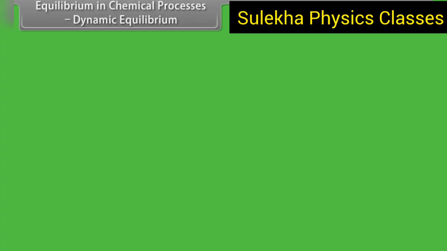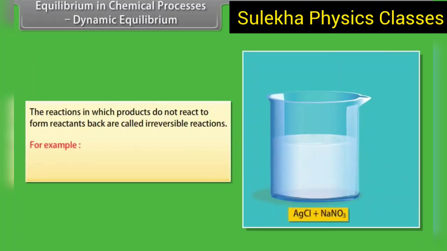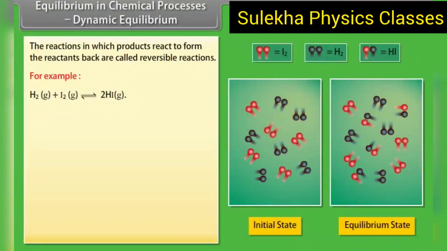Equilibrium in chemical processes. Dynamic equilibrium. The reactions in which products do not react to form reactants back are called irreversible reactions. For example, silver nitrate reacts with sodium chloride, giving rise to silver chloride and sodium nitrate. The reactions in which products react to form the reactants back are called reversible reactions. The reversible reactions are represented by putting two arrows pointing in opposite directions. For example, hydrogen reacts with iodine, giving rise to hydrogen iodide.